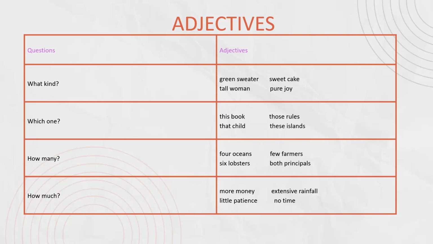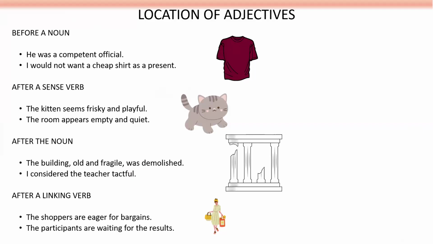Let's move on to the next slide. All right, so this will get a little bit more complicated, but please follow the discussion. So, when we say location of adjectives, we're pertaining to where do we situate the adjective in a sentence?